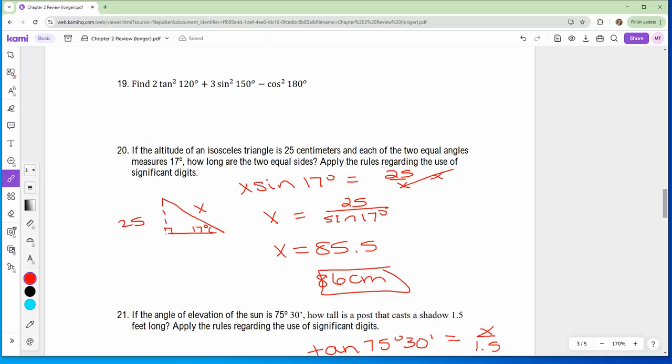Do we need to go over any more of the word problems? So let's jump up here.